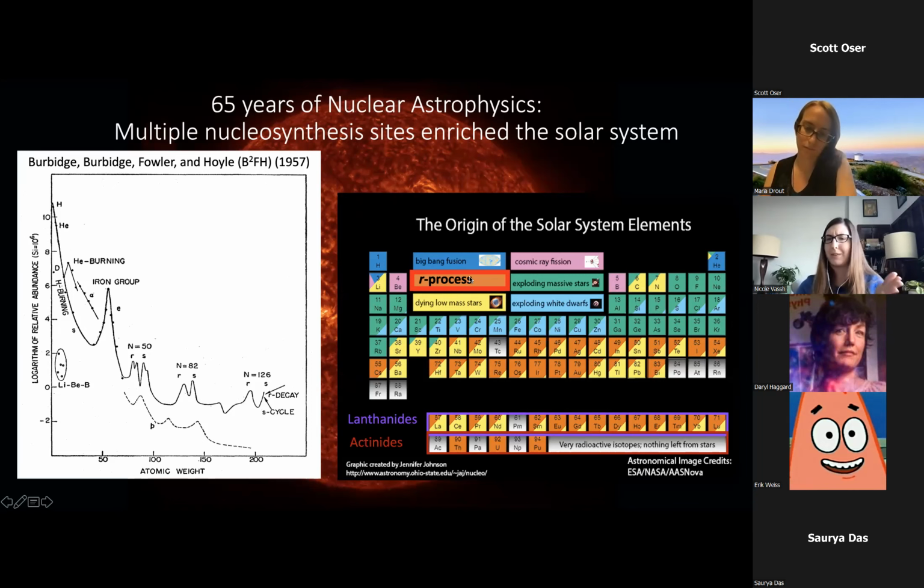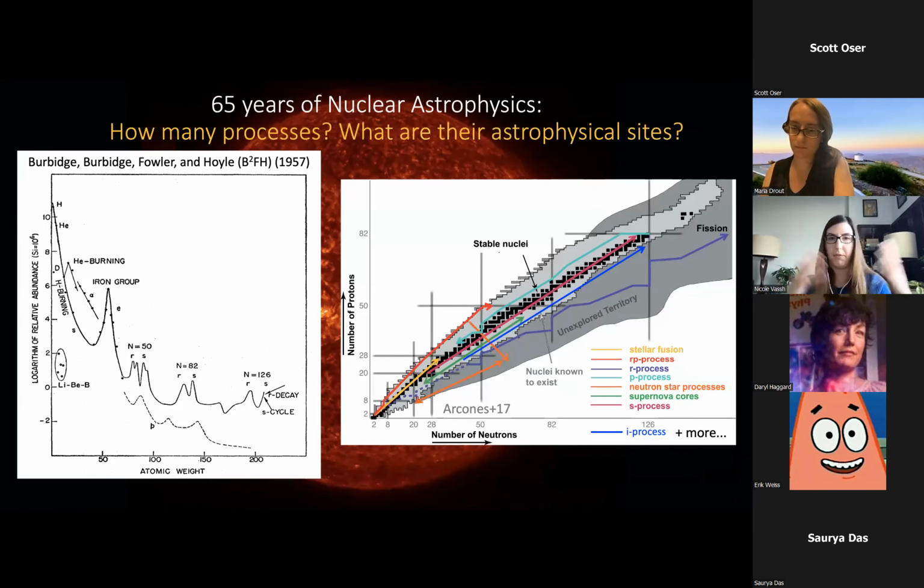And if you look this up online, this will say neutron star mergers. So I have made it more general because hopefully at the end of this talk, I will have convinced you that that is still an open question, okay? So like I said, for 65 years we've known that there have been multiple nucleosynthesis sites that have enriched the solar system. However, things have evolved in the last 65 years.